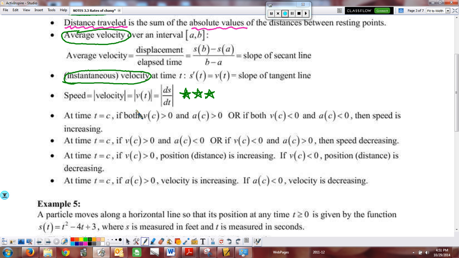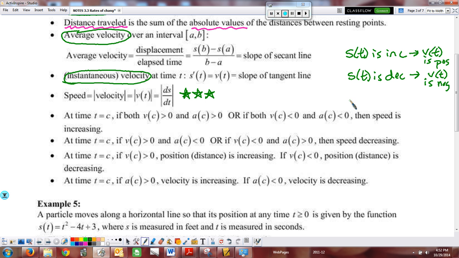Now, we already know that if I have my position function, if s of t is increasing, then that means that my velocity v of t is positive, right? So we have that down. We know that if s of t is decreasing, that means my velocity function is negative. So we have that. Okay?